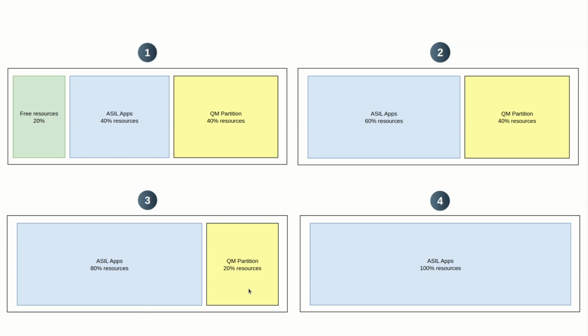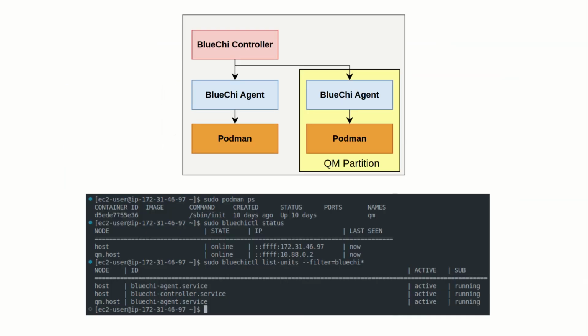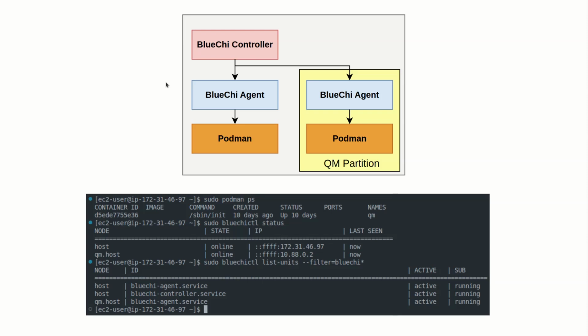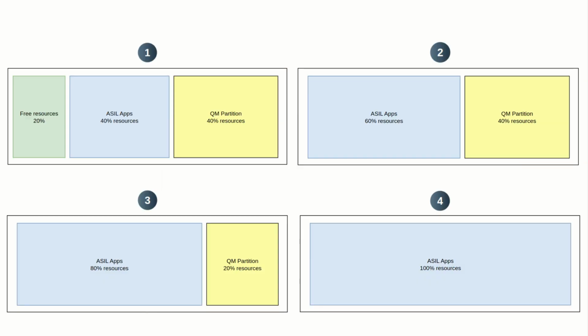In this way, the QM partition, which is a container, is controlled in such a way that the SL applications or the SL partition, as we discussed over here, have the highest priority, and the QM applications are given low priority, so that at any cost the SL applications don't have any kind of issues while running. So this is an overview of how the QM partition works and its advantages in automotive use cases.